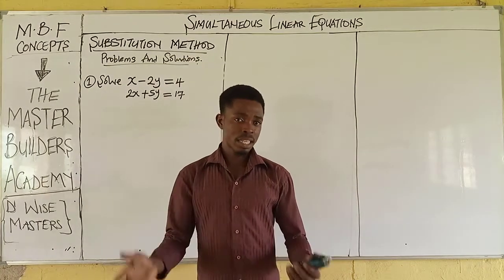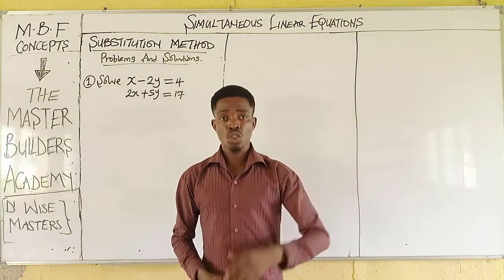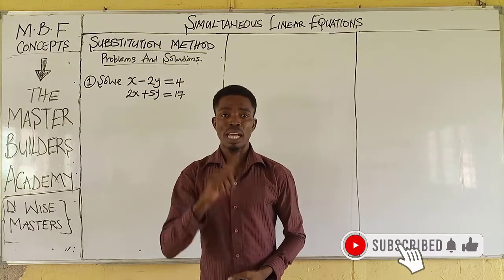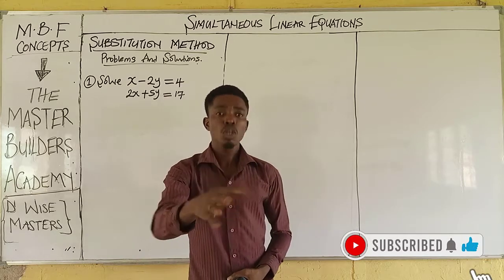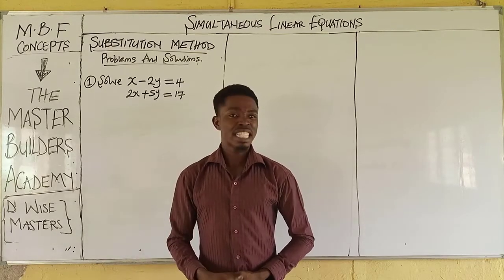Now guys, let's get started. How do we use the substitution method to solve pairs of simultaneous equations, either with two unknowns or with three unknowns? But now we are limited to two unknowns, right? How do you use the substitution method to solve two unknowns for any simultaneous equation?